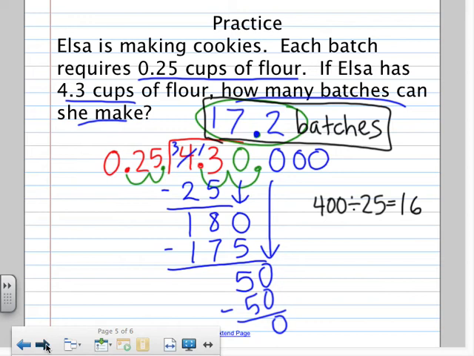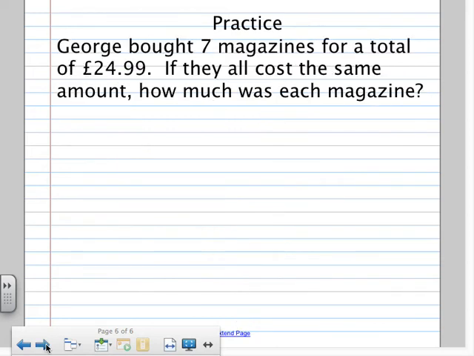All right, so let's try a word problem on your own. So go ahead and pause it, read through it, figure out your answer, and then hit play to check how you did. All right, so George bought 7 magazines. The total was $24.99, but they all cost the same amount, so that part's important, that they all cost the same amount. How much was each magazine?